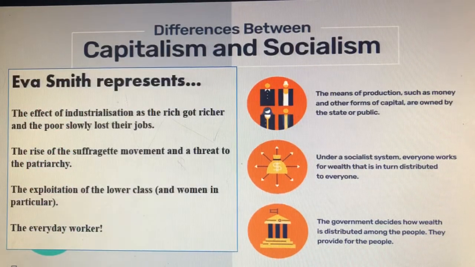Eva Smith represents the effect of industrialization as the rich got richer and the poor slowly lost their jobs. She represents the rise of the suffragette movement, more on that later, and the threat to the patriarchy, which is male-dominated society. She represents the exploitation of the lower class, and women in particular. And of course she represents the everyday worker of 1912.